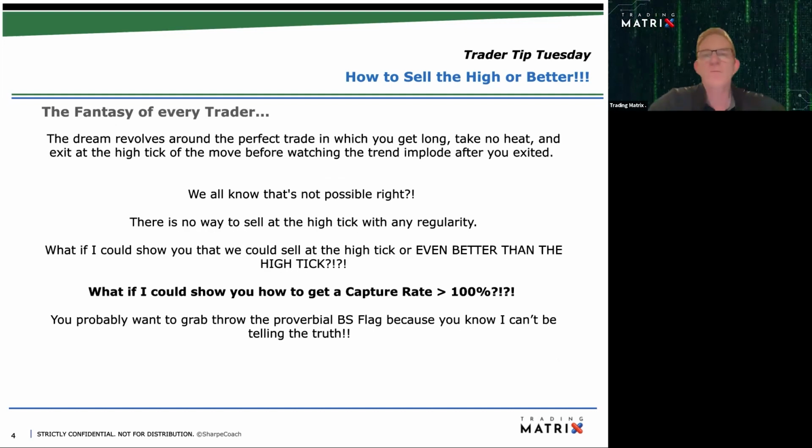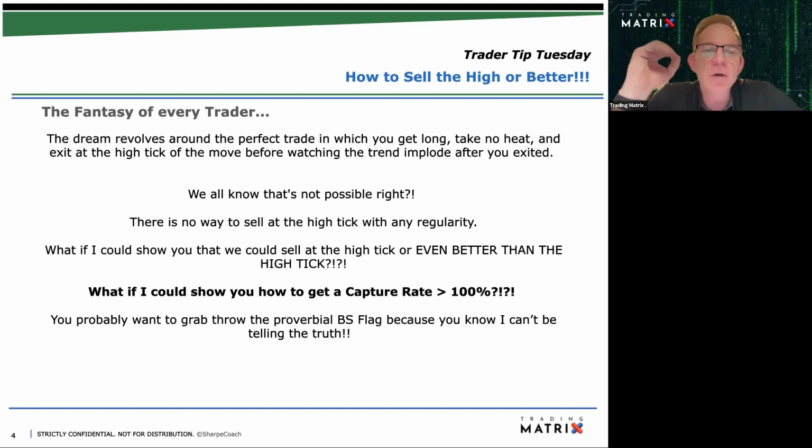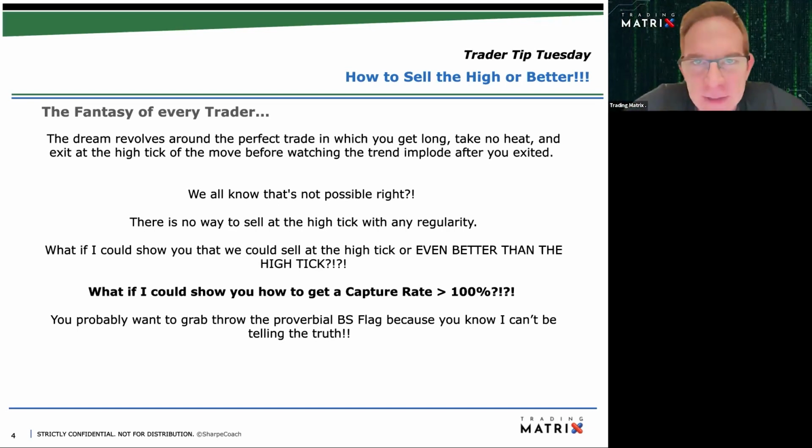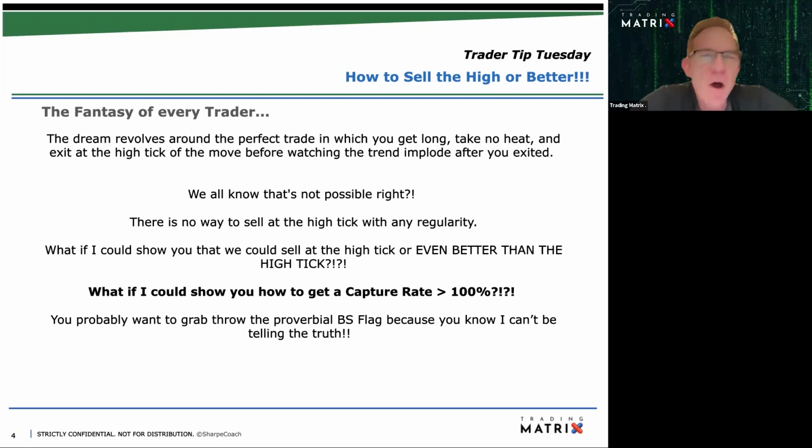Now, let's talk about the fantasy of every trader. The dream revolves around the perfect trade in which you get long, you take no heat, the trade immediately goes in your direction, and then you exit at the high tick of the move, watching the trend implode after you exit. We all know that's not possible though, right? There's no way to sell the high tick with any regularity. You might get it once in a while and be lucky, but you can't do that.